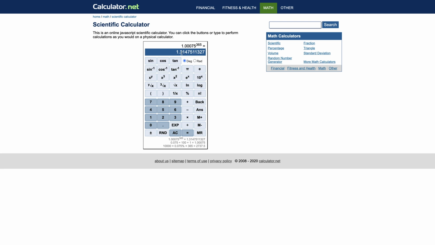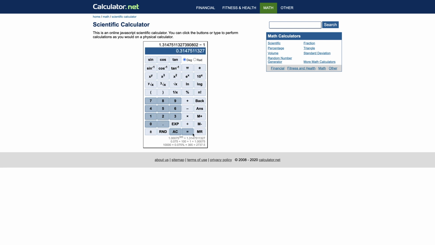There we go. So essentially, your effective rate is 31.48%. If I take away the 1 and then multiply this by 100, that's your effective rate per year. So essentially, it's costing you 31.48% just to borrow Tether. It doesn't matter if it's $1, $100, or $1,000, the percentage is always the same.